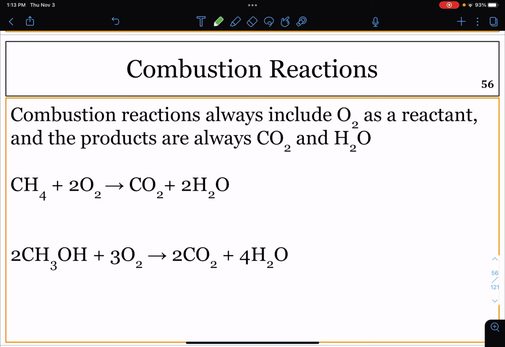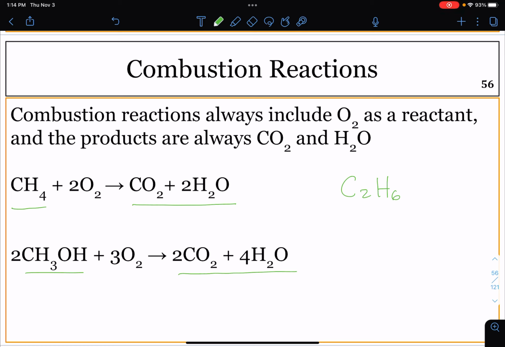No matter what the hydrocarbon looks like, something like CH4 or CH4O, or maybe even C2H6 or something like that, it doesn't matter what the hydrocarbon looks like, the products will always be carbon dioxide and water. Carbon dioxide and water.